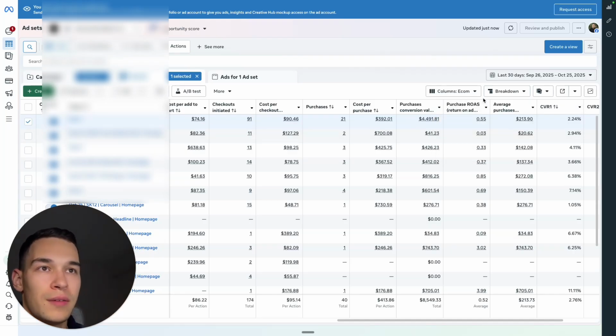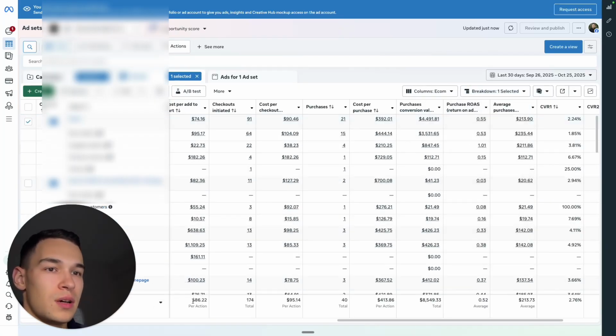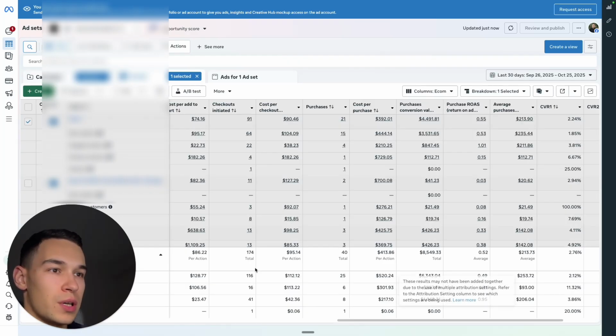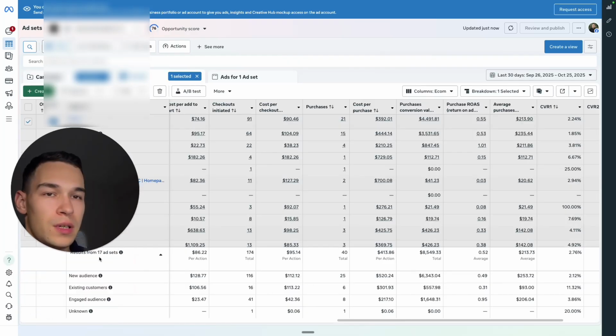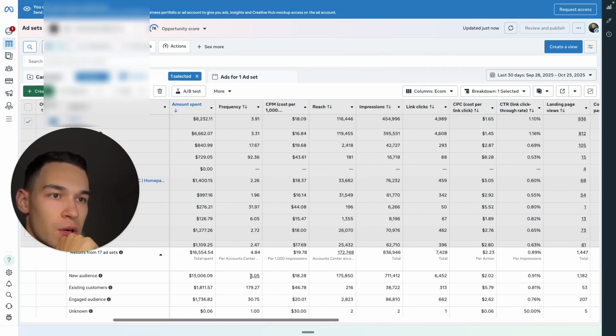So another thing that I love to do in the ad account is actually click on breakdowns and then audience segments. This is how quickly you can understand how this account is working. All right, so let me move it here. New audience. We have 25 sales, 0.5x ROAS, but the average order value is 250. Okay. What is the frequency? 4x frequency. All right, man. Let's go back here. So 4x frequency on new audience, and then 180 times for existing customers.